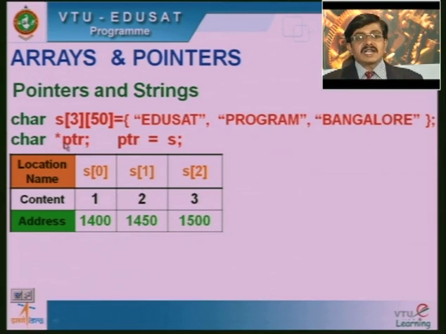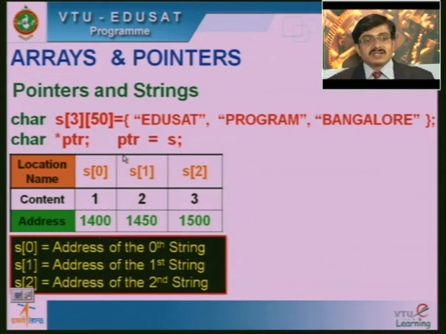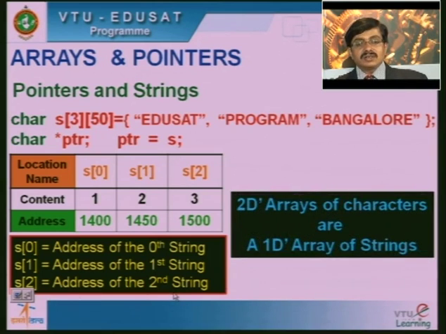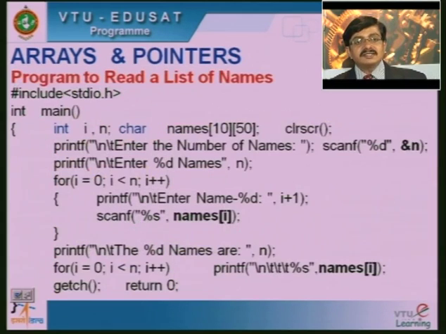So here again PTR I am declaring as a pointer to char, and I am assigning PTR is equal to the address of S. So now S of 0 is the address of the 0th string, S of 1 is the address of the first string, and similarly S of 2 is the address of the second string. So we can see this like a 2-dimensional array of characters or a 1-dimensional array of strings. Using this particular 2-dimensional array of characters we can perform operations very easily in programming.